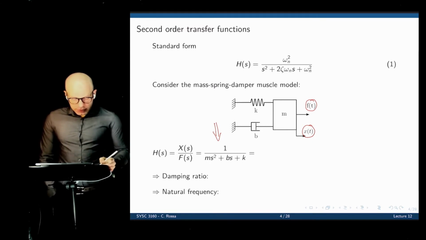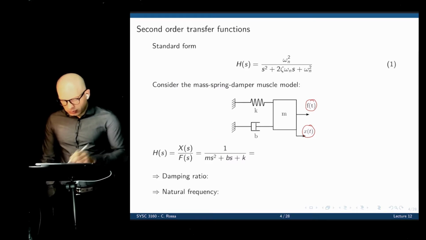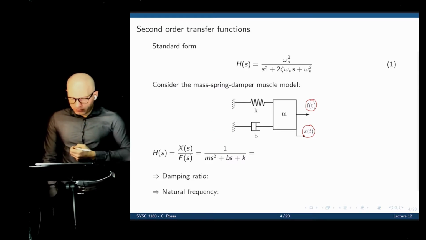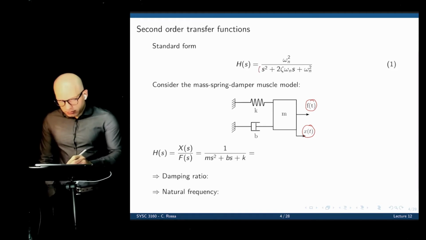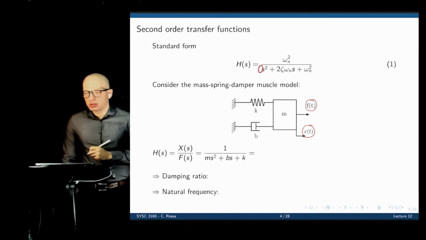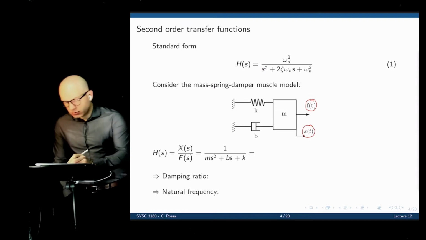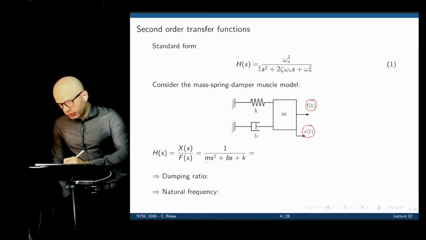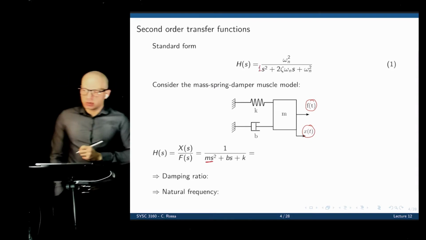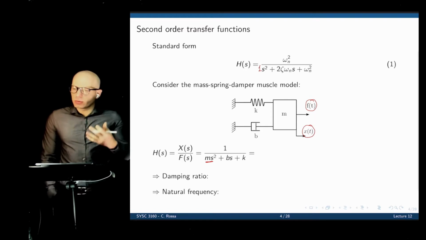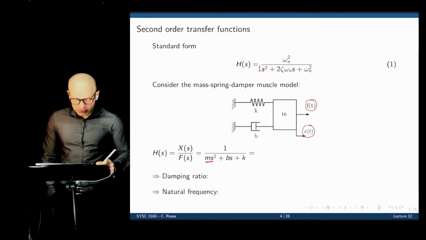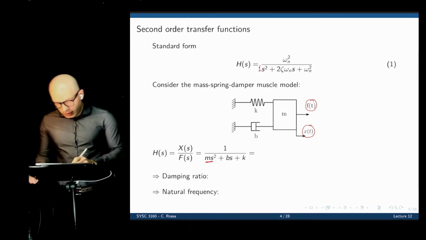Well, it's easy. First, we can equate all the elements in this transfer function with the standard form. Let's start with what multiplies s squared. It's 1. We have 1 times s squared. And in our transfer function, we have m times s squared. So already we don't have the exact same format. We need to get rid of that m first. This is very important. Never forget to do that.